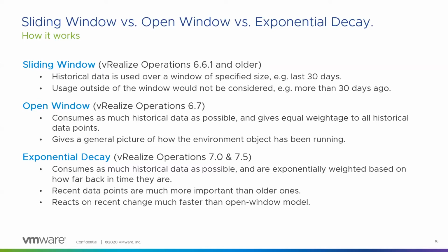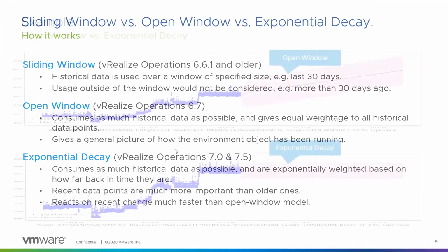In case of vRealize Operations 6.7 and above, everything is open window, which means that we take all the data points into consideration. And as I said earlier, it's because of ingestion of data as it's collected into the engine. And the last one is exponential decay. So with 7.0 and 7.5, we learn new behaviors which we have applied further on this model to make them more intelligent. And I spoke about it. It's called exponential decay. But what it means is, let me just switch to the next slide and talk about it.